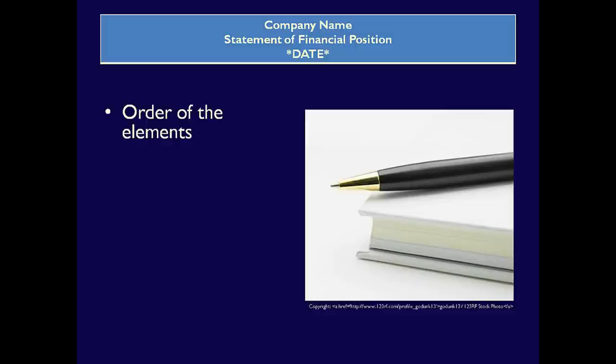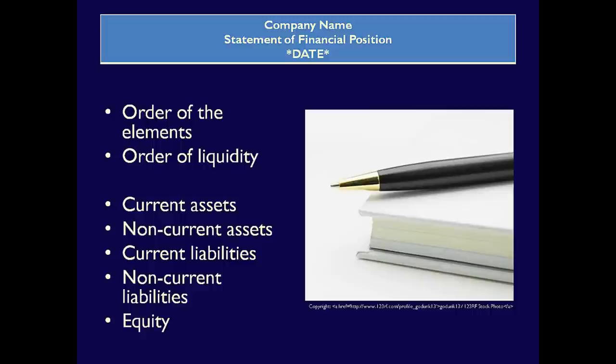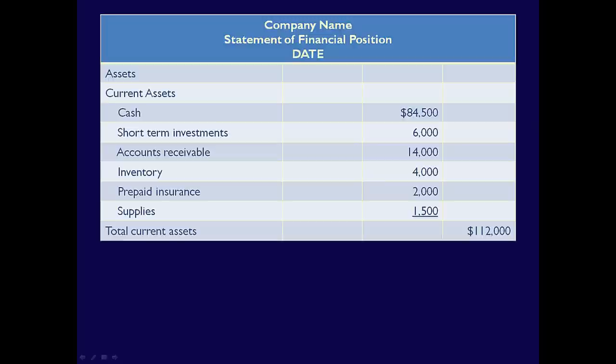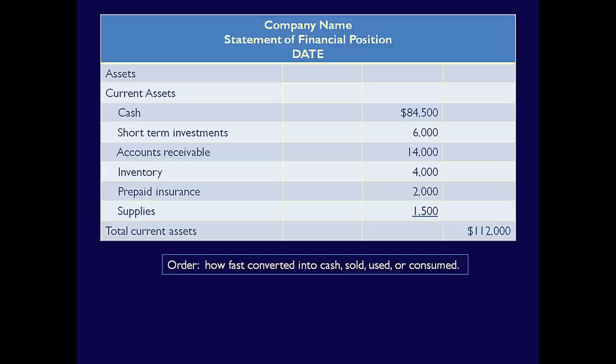The order is current assets before non-current, and current liabilities before non-current liabilities. Although I have set up the statement in columns for easy viewing, the accounts can all be listed in one column and the amounts in another. Here you see the details of the current assets section. Notice that the assets are listed in order of liquidity. The faster I convert them into cash, sell, or use them, the higher they are on the list. Note that there is a subtotal called total current assets.